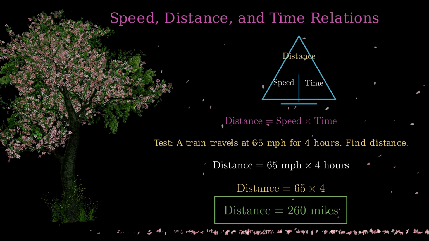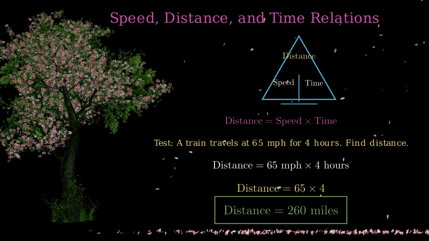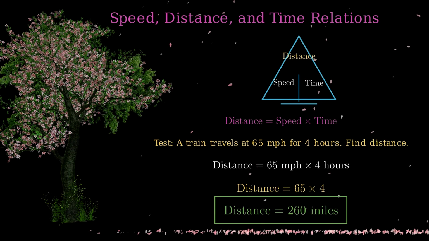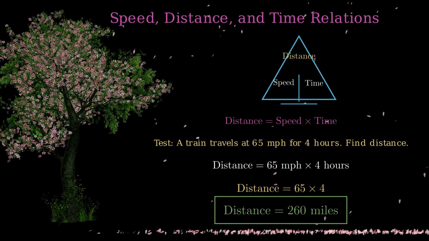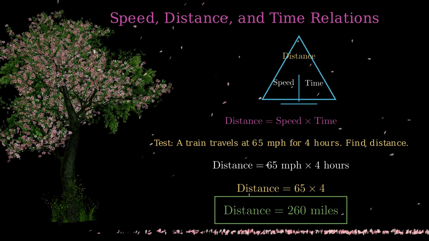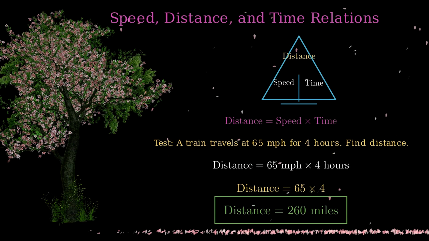Let's test this concept with a practical practice problem. A train travels at a steady speed of 65 miles per hour for exactly 4 hours. To calculate the total distance covered, we multiply the speed of 65 by the time of 4. This gives us the final equation: 65 times 4 equals 260. Therefore, the verified total distance is 260 miles.